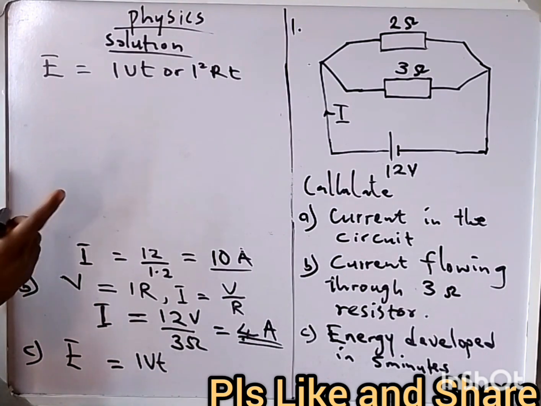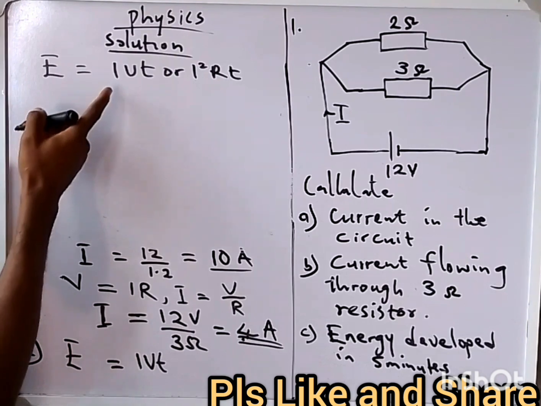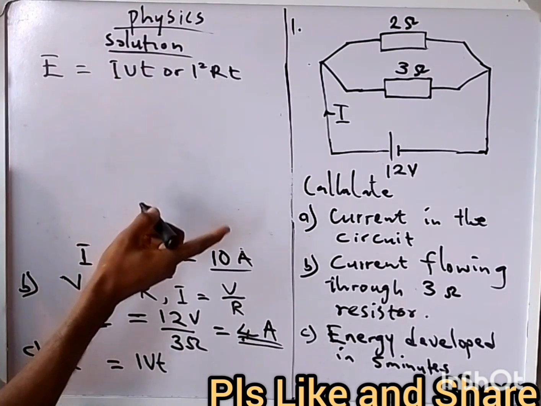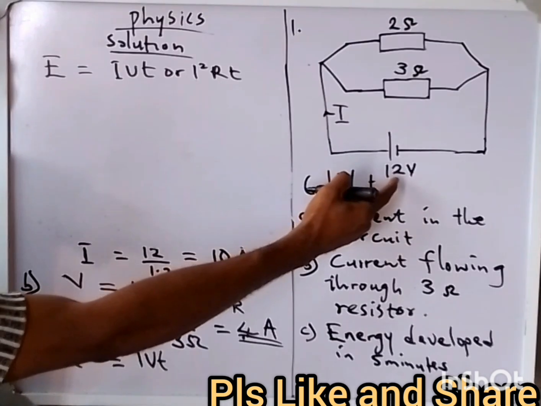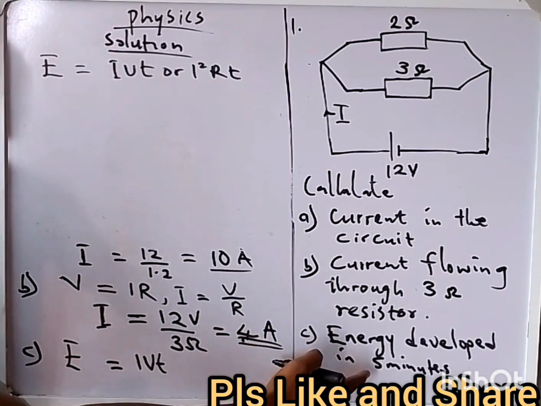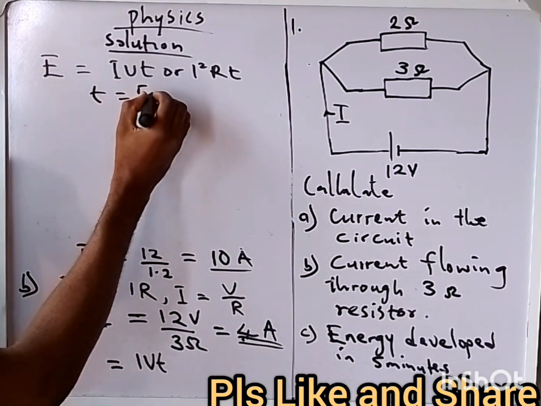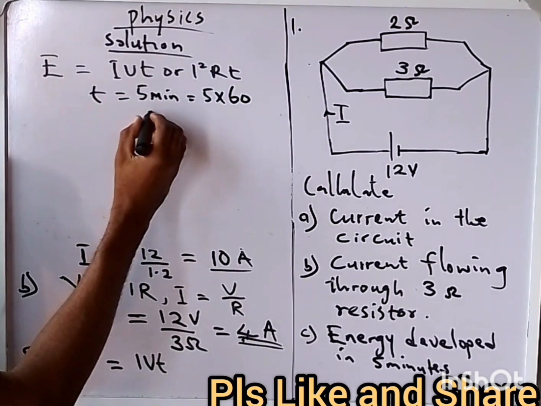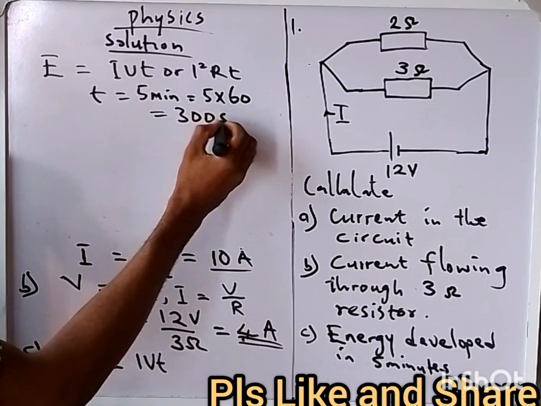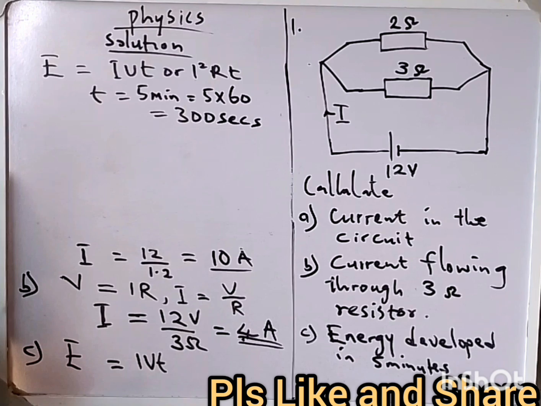So if you watch the diagram, you discover that we've already calculated the current in the circuit, and we got the current to be equal to 10 ampere. And we know the voltage is given. And we are told that the time is 5 minutes. So time is 5 minutes, and this 5 minutes is equal to 5 times 60, which is 300 seconds. So the required time is 300 seconds.